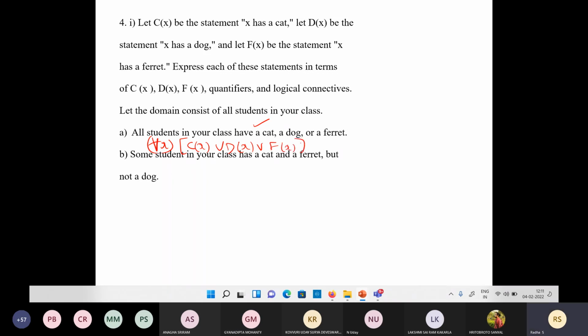Okay. Second one. There exists a student. There exists a student, C of x and F of x and not D of x. Very good. Okay, this is very simple.